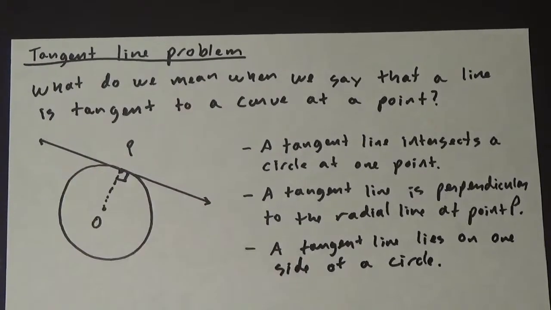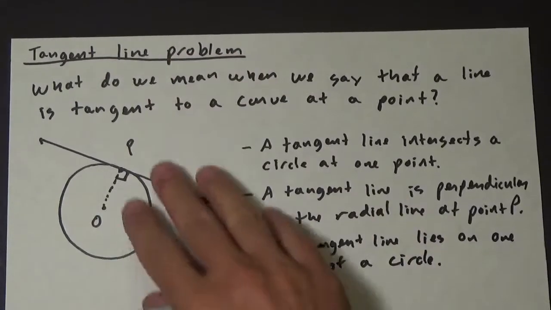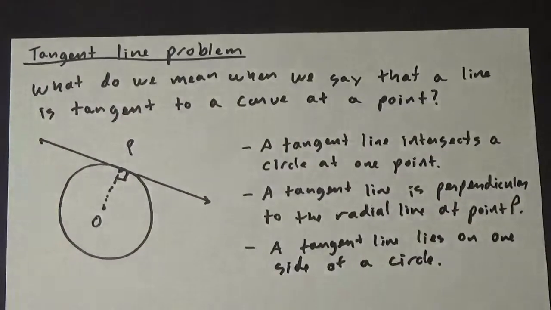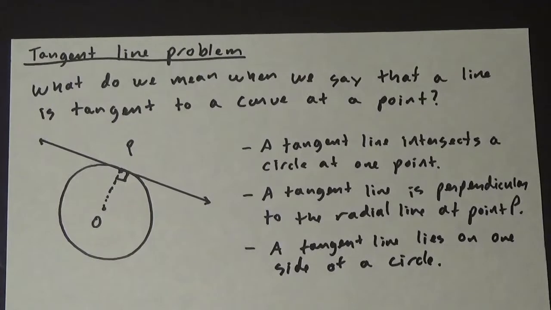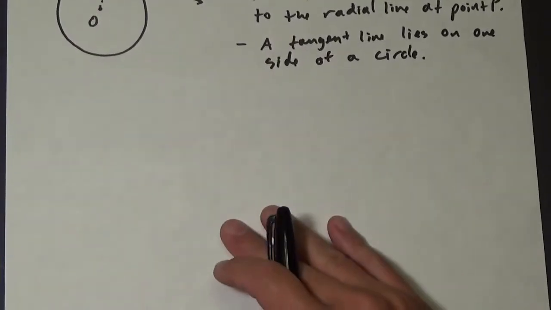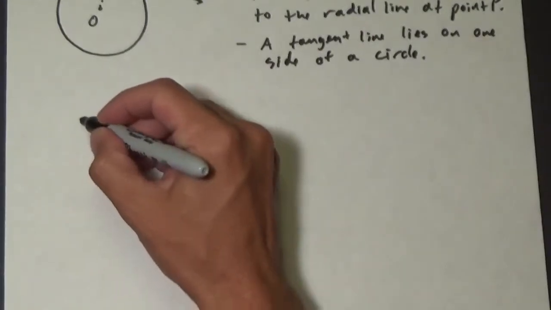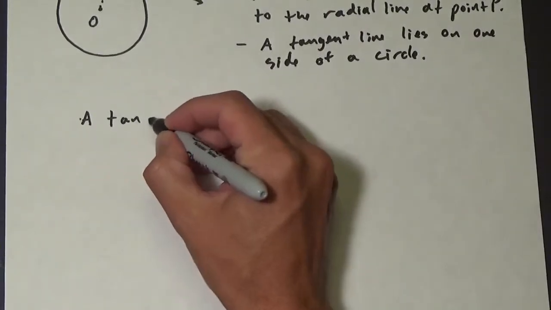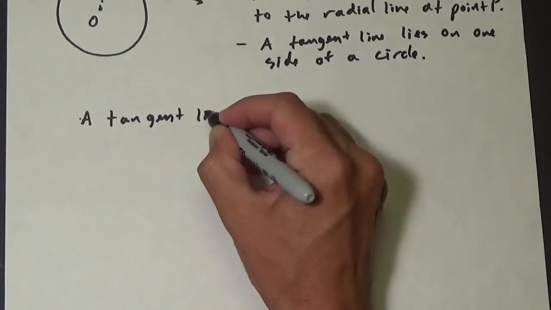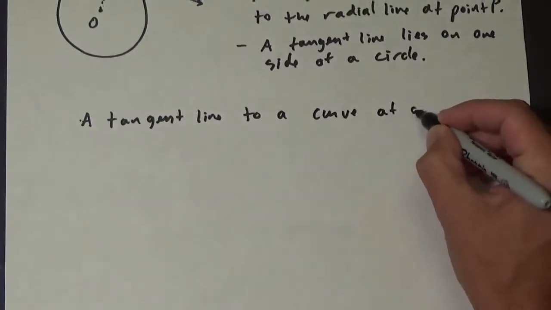Now, if all we had to do was deal with circles, then we probably wouldn't have a tangent line problem. Because from a circle, we could probably get the equation of that tangent line depending on where it is in the circle. But what if, instead of having a circle, we have some random curve? So let's look at what happens then. So let's talk about a tangent line to a curve at a point.